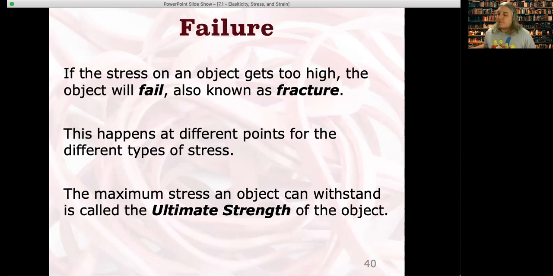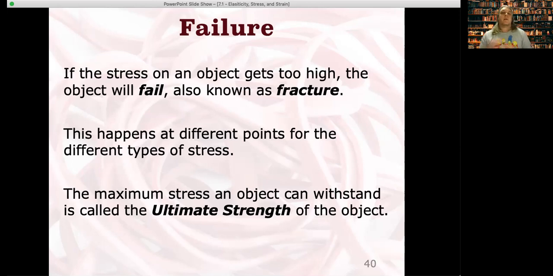So we had failure when we talked about tensile strain and stress, and if the stress got too high, we got failure. So when that happens, we also call it fracturing, right? And it happens at different points for the different types of stress.